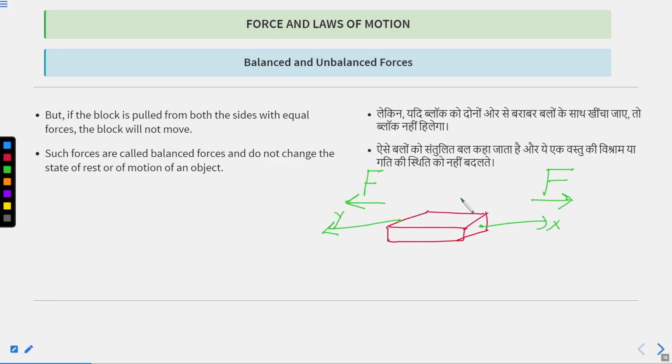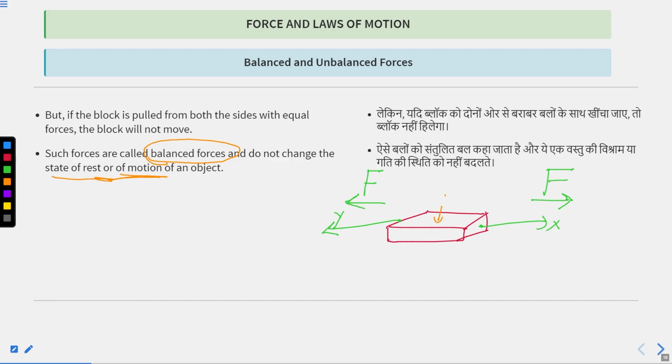So if two forces are applied in equal and opposite directions in such a manner that the object does not move, force is there, but the direction of force is equal and opposite such that the object is not moving, then such force is called balanced force. Balanced force does not change the state, rest or motion, of the object.